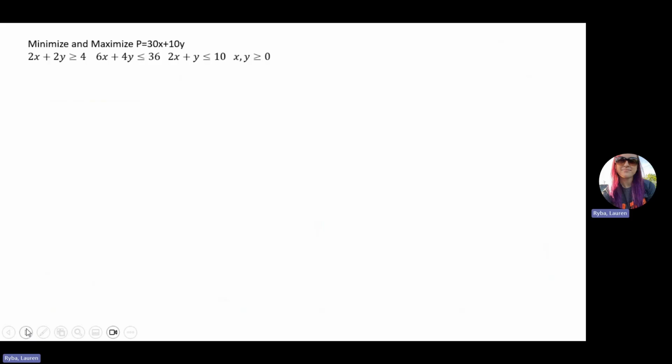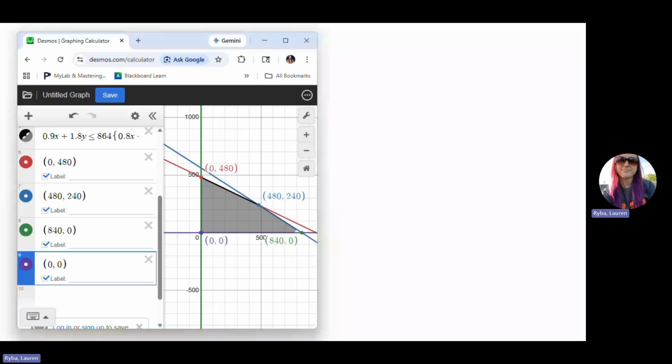This one wants us to find both the minimum and the maximum P here. So our P function is 30x plus 10y, and we have 1, 2, 3, 4, 5 constraints. So 2x plus 2y greater than or equal to 4, 6x plus 4y less than or equal to 36, 2x plus y less than or equal to 10, and x and y are both greater than or equal to 0. So everything is already made for us here.